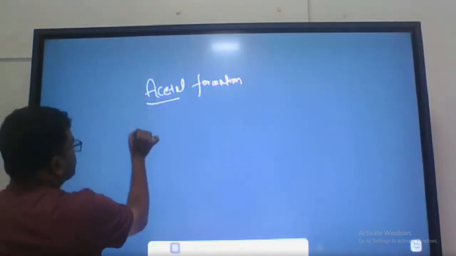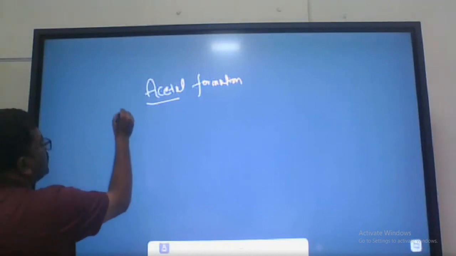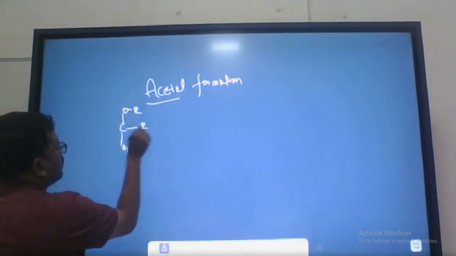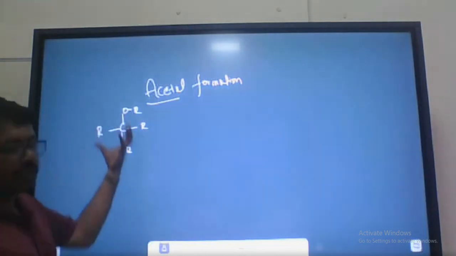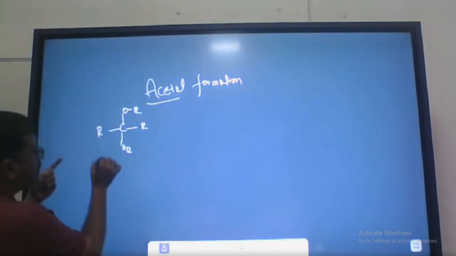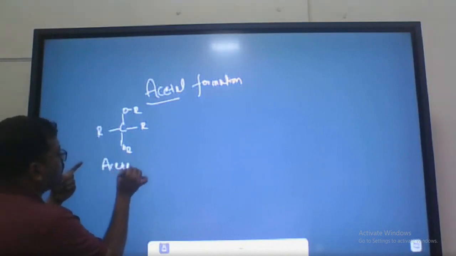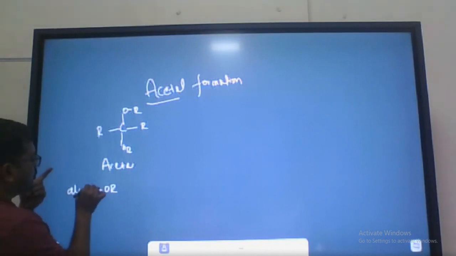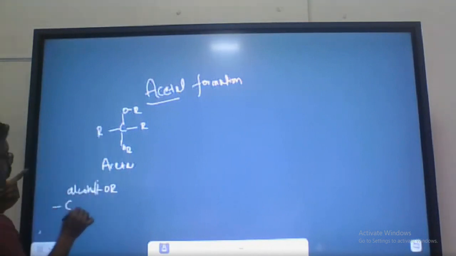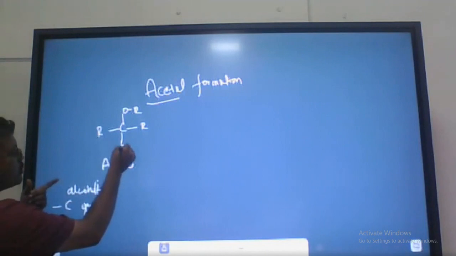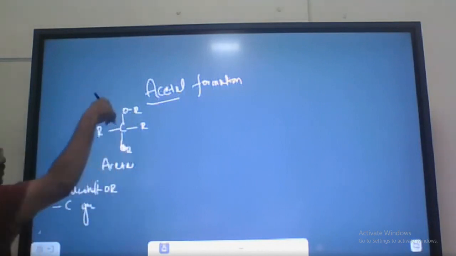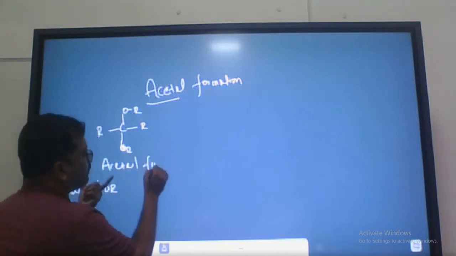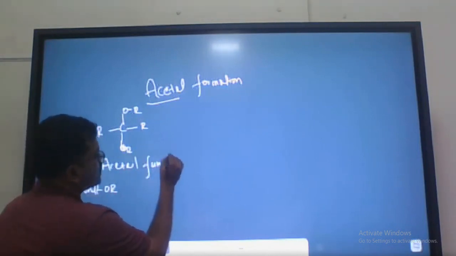See, acetal means this is the OR, and this is OR, and this is R, and this is R. This type of functional group is called acetal. OR means alcoholic group. Carbon attached to OR groups, then it is called acetal functional group.